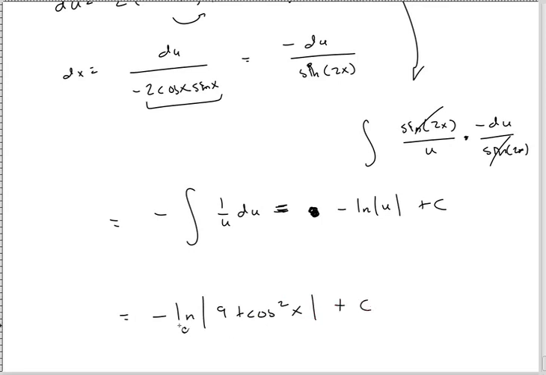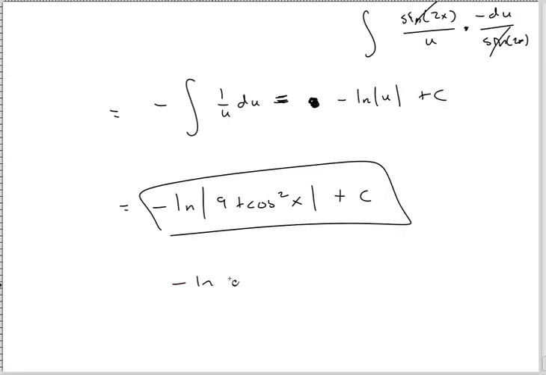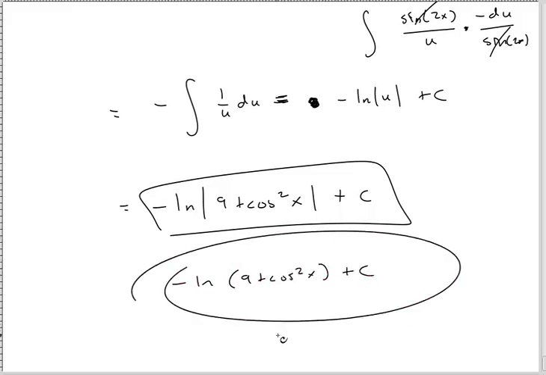Now, WebAssign does not have this answer. No, it does not. It has this answer here, because they're sophisticated. Didn't you know that 9 plus cosine squared is always positive? Yes. Okay. This still works, okay?